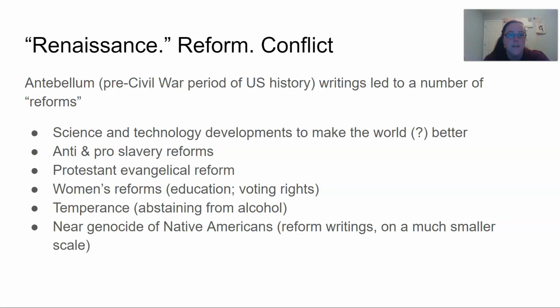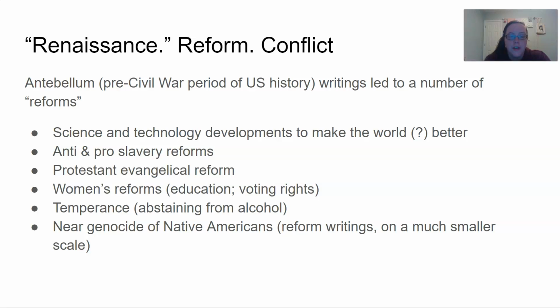Anti- and pro-slavery reforms. And so here I think we're thinking of the Declaration, which was set to put a lot of rights on the person and on the state, at the state level, and not have such a weighty and overpowering government.